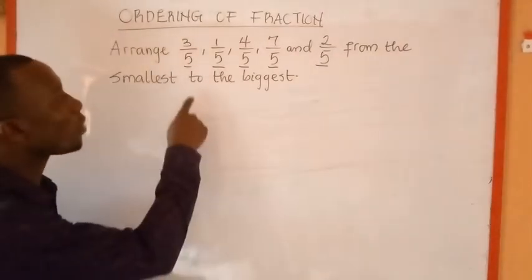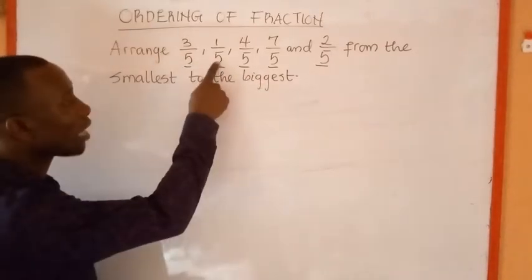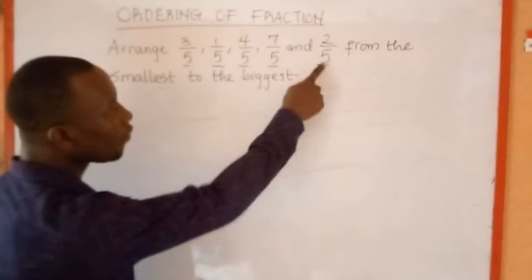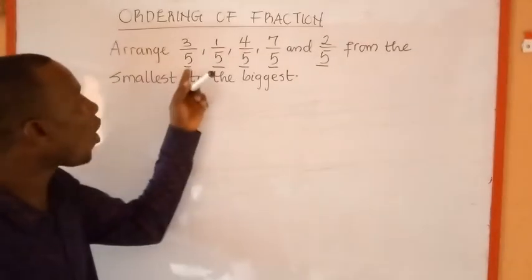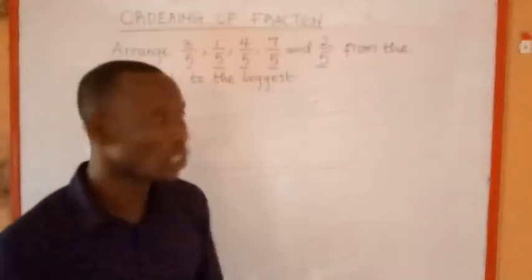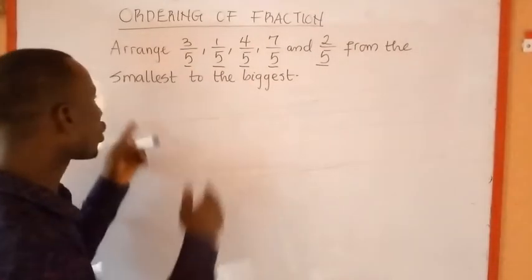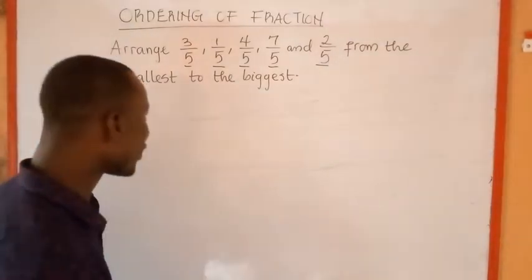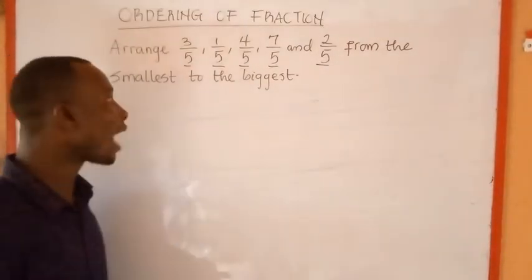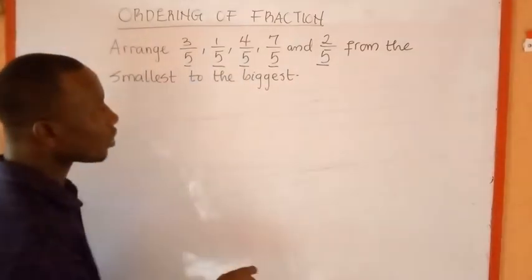You discover that we have about 5 fractions here: the first, the second, the third, the fourth, and the fifth. And you discover that they all have the same denominators. Now, when 2 or more fractions have the same denominators, how do you know the smallest from the biggest? Now, this is what to look at. You discover that they have the same denominators.